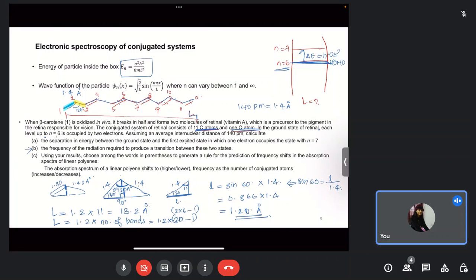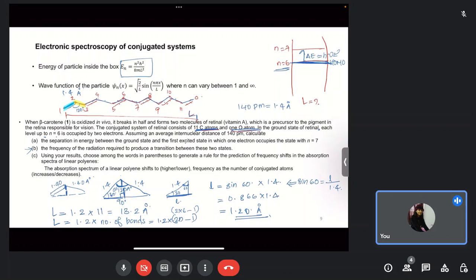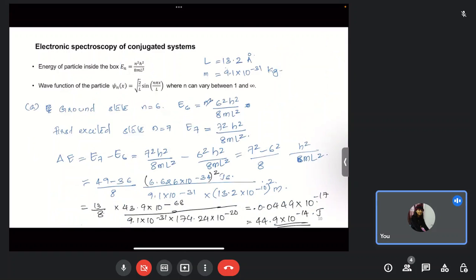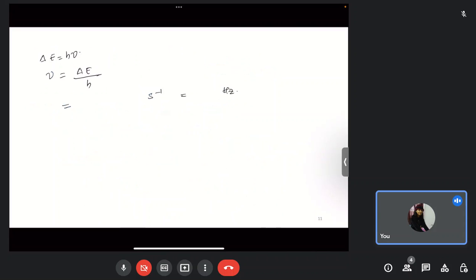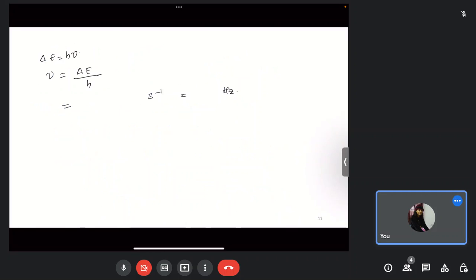Yeah, the second part has been covered in the previous part, where when the delocalization increases, L increases, which in turn increases the lambda, which corresponds to a bathochromic shift. Yeah, that's all. If you people are patient enough, we can just find the frequency. Otherwise, I would like to end the session for today.